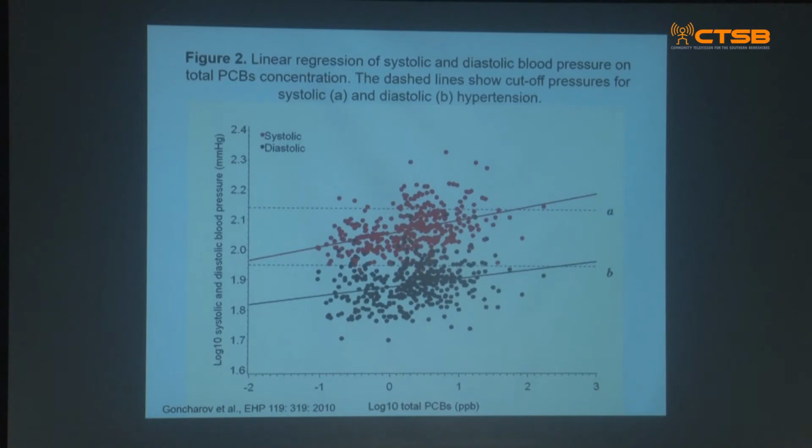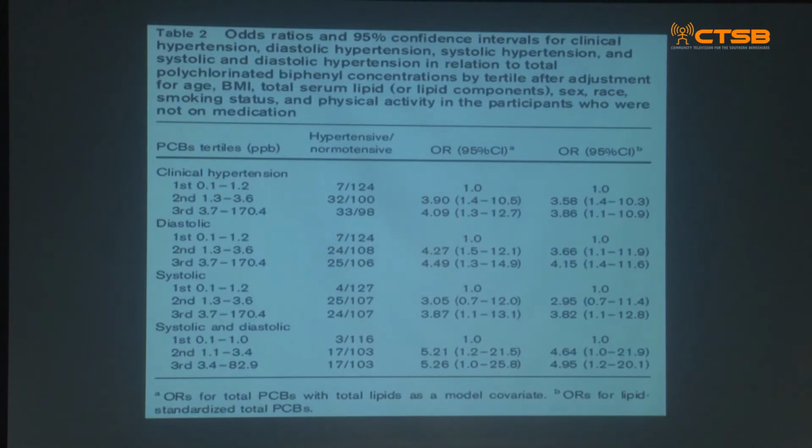Which is to say, this proves our hypothesis from those ecologic studies that exposure to PCBs causes high blood pressure. Now, shown more rigorously, and I would suggest you only pay attention to the column, the second from the left, and look at the bottom numbers.